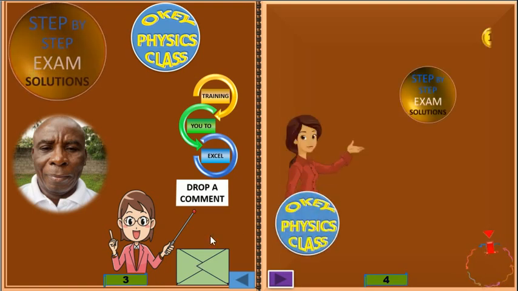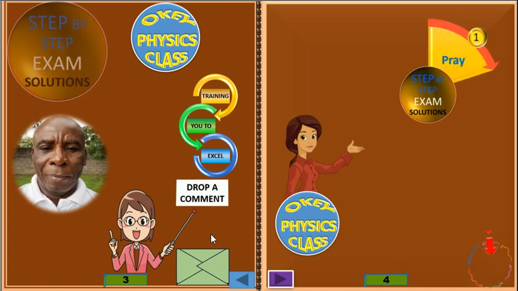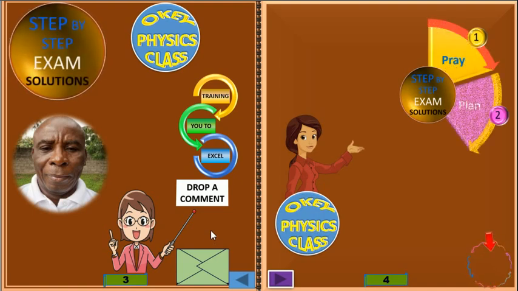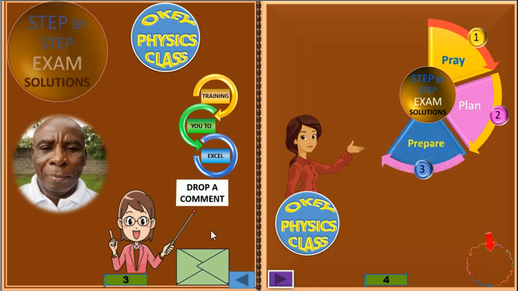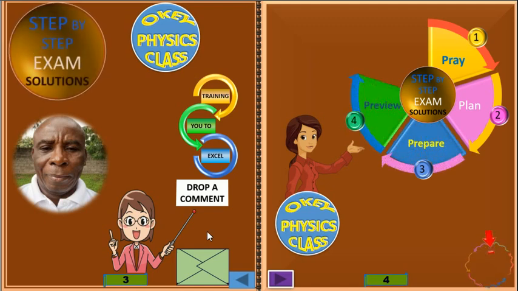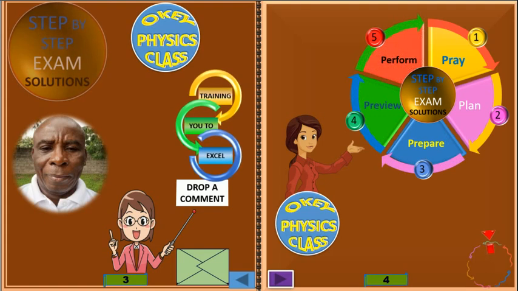Okay, physics class, present 5 steps to exam success. Step 1, pray. Step 2, plan. Step 3, prepare. Step 4, preview. Step 5, you perform. These are 5 steps to exam success.